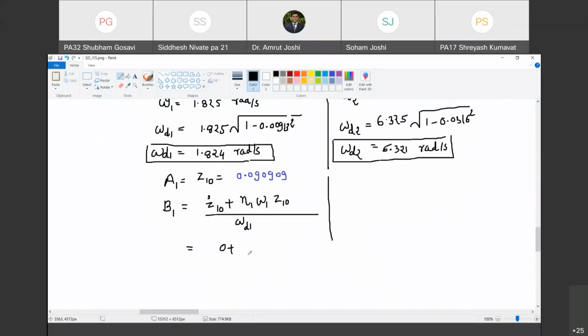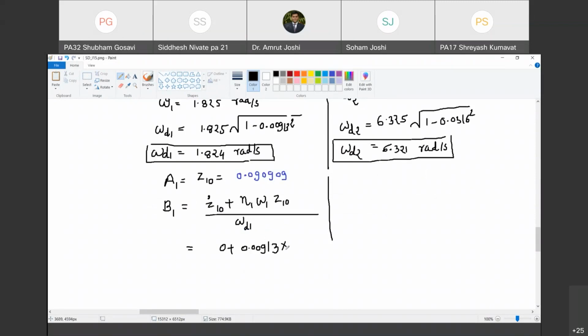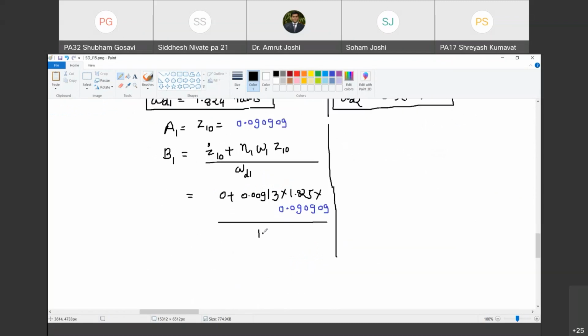What is the value of eta 1? 0.00913. Happy? Multiplied by omega 1. What is the value of omega 1? 1.825. What is the value of Z10? This number. Are you with me? This entire thing needs to be divided by omega d1. What is the value of omega d1? It is 1.824. So can you tell me the value of B1?